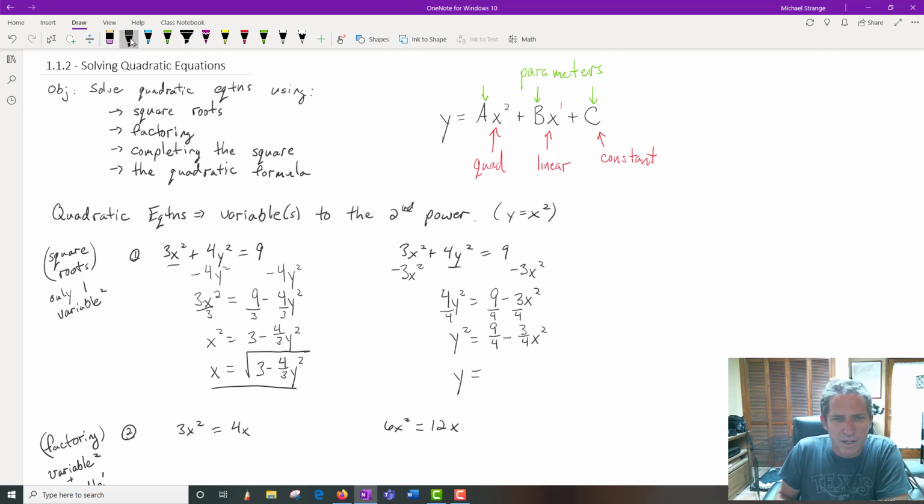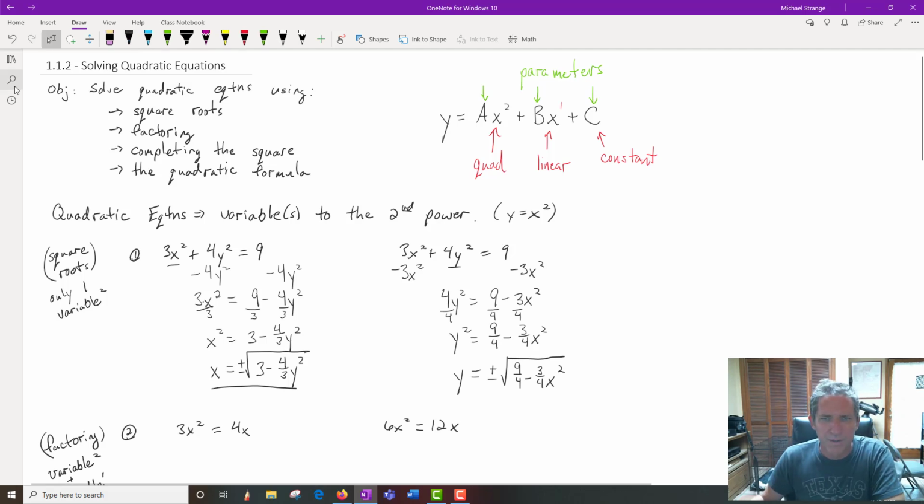Oh, I'm sorry, one thing I forgot. When you take a square root, you're going to have a plus or minus. There are 2 roots here, so this is plus or minus, always. Square root of 9/4 minus 3/4 x squared. The reason is that the number of solutions to an equation is whatever the power is. Since this is quadratic, it's the second power, so we'll have at most 2 solutions. Sometimes you'll have 1, sometimes you'll have 0, but at most 2. So we're typically looking for 2 solutions if it's a quadratic, whereas linear will just have 1 solution. The plus or minus takes care of my 2 solutions. Okay, that's just taking square roots.